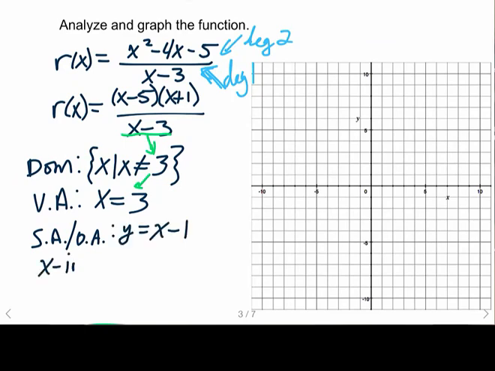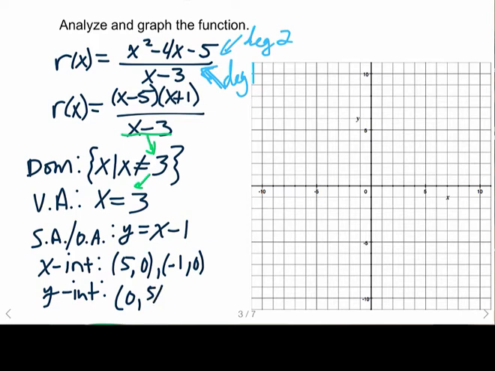X-intercepts are, of course, values that make the numerator equal to 0. And so 5, 0, and negative 1, 0. And the y-intercept is what happens when we evaluate the function at 0. And so the y-intercept is going to be 0, 5/3. And then there's one last thing I want to know.